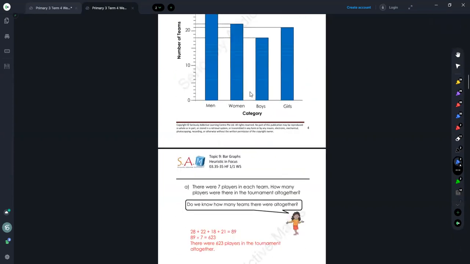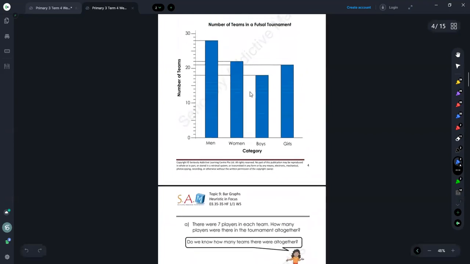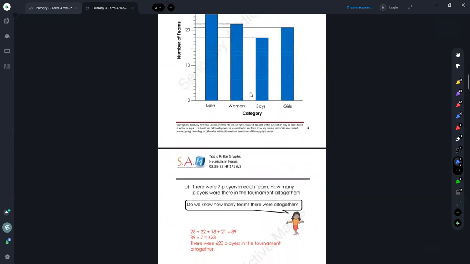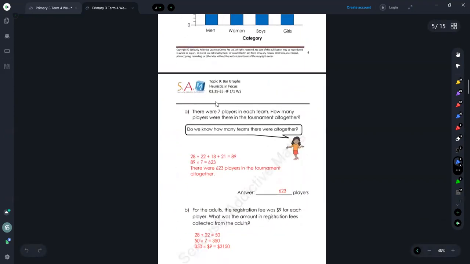Right, there are 7 players in each team. How many players were there in the tournament altogether? Right, 7 players each team. So for this one here, right, they got to add up. Okay, so this is teams, right? These are the number of teams, remember? So what they need to do is find out the total number of teams and then multiply by 7.